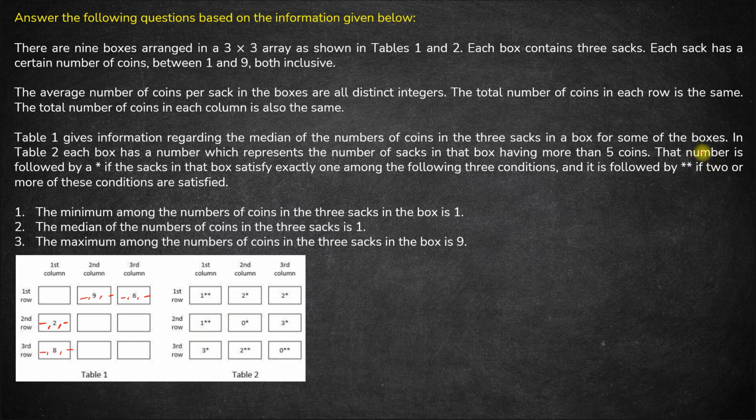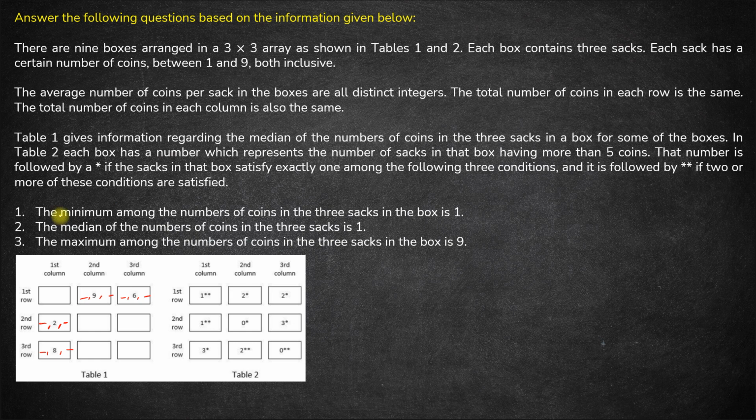And then that number is followed by an asterisk if the sacks in that box satisfy exactly one among the following 3 conditions. These are the 3 conditions. If a box satisfies exactly one of these 3 conditions, then that particular box has only one asterisk. And if there are 2 asterisks, it means that it will satisfy more than 1 of these conditions. Okay, let's see what are the conditions here.